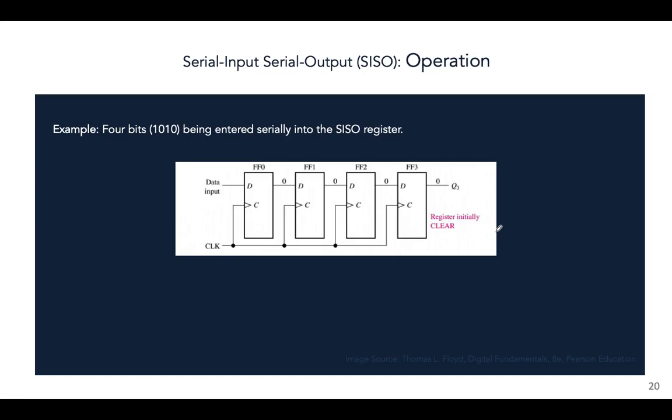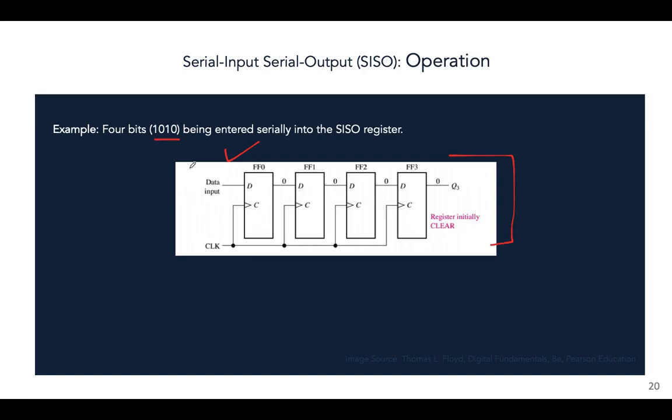Try to understand the operation of a serial input serial output shift register by taking a look at an example. Say we have 4 bits, 1010, and we want to enter this data into a shift register. A register is a temporary storage unit, so we want to store 1010 into this register. Let's go with the previous example, this basic 4-bit register. How do we store 1010 into a SISO register?